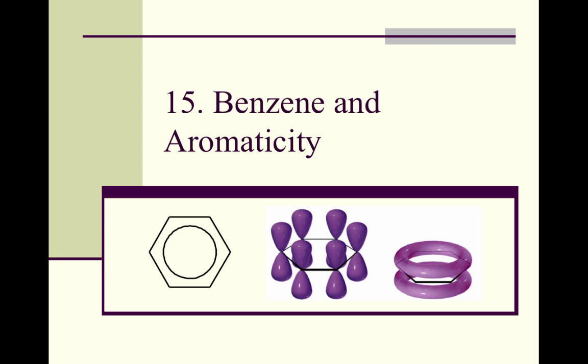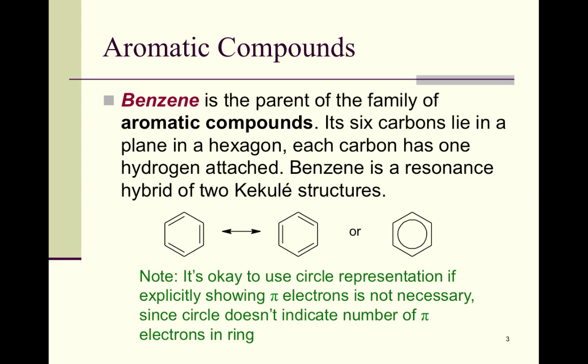Benzene and Aromaticity. Aromatic compounds. Benzene is the parent of the family of aromatic compounds. Its 6 carbons lie in a plane in a hexagon. Each carbon has 1 hydrogen attached. Benzene is a resonance hybrid of 2 structures. You can see here between these 2 benzenes, I have the resonance arrow.